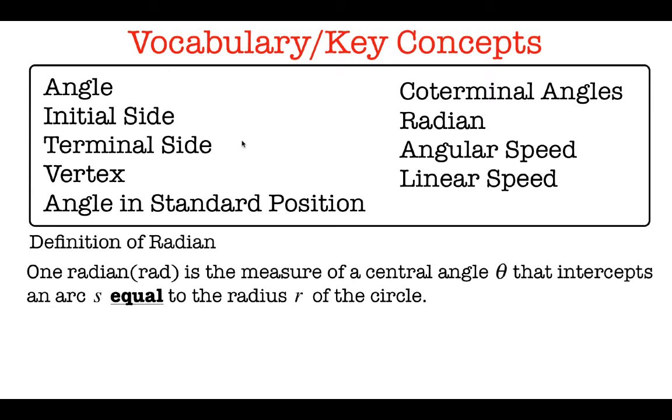The definition of a radian: 1 radian is the measure of a central angle theta that intercepts an arc s equal to the radius r of the circle. This is the definition. Let me give you an algebraic definition. Theta is equal to s over r, the ratio of the arc over the radius. Arc is a portion of the circumference of the circle.